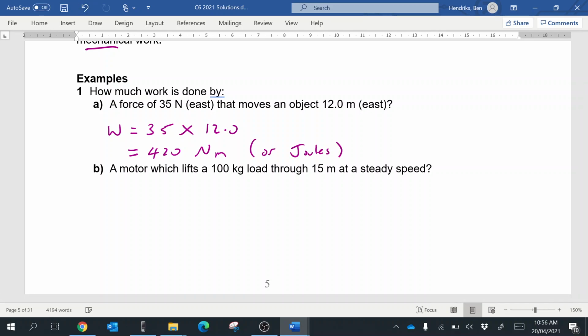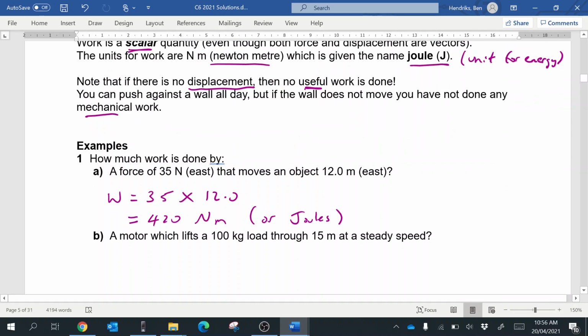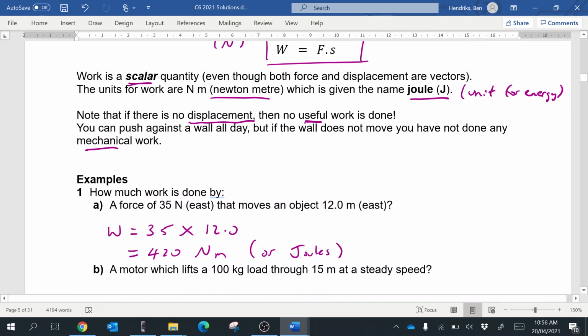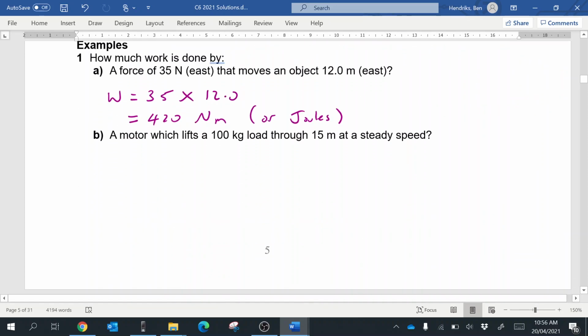Alright, and just remember it's a scalar, so even though they're both acting in the eastward direction, we just have to say, well, 420 Newton meters or 420 joules of work is being done to move that object.